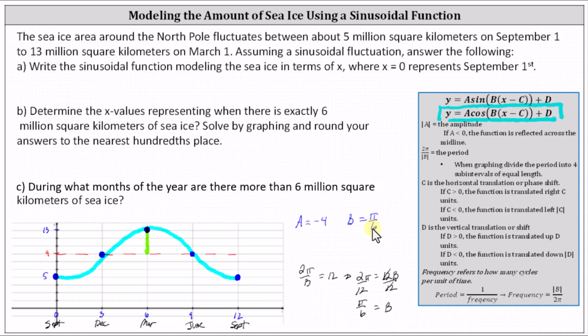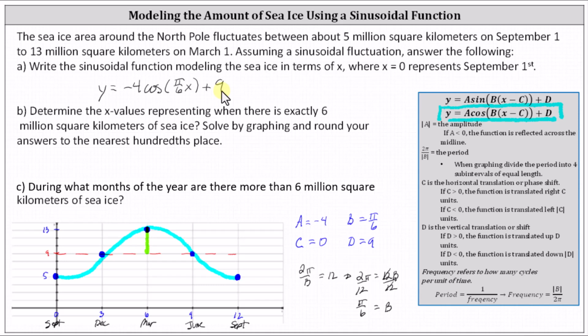Because we are using the cosine function, there is no horizontal or phase shift, and therefore c equals 0. And then finally, because the midline is y equals 9, the graph has been shifted up 9 units, which indicates d equals 9. And now we can write the sinusoidal function modeling the sea ice. We have y equals a, which is negative 4, times cosine of, because c equals 0, the input for the cosine function is just bx, which in our case is pi divided by 6 times x, and then plus d, giving us plus 9.